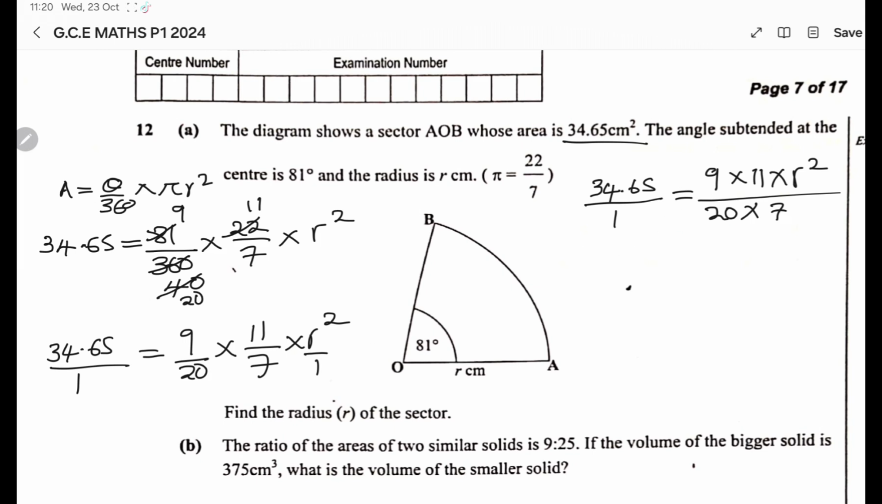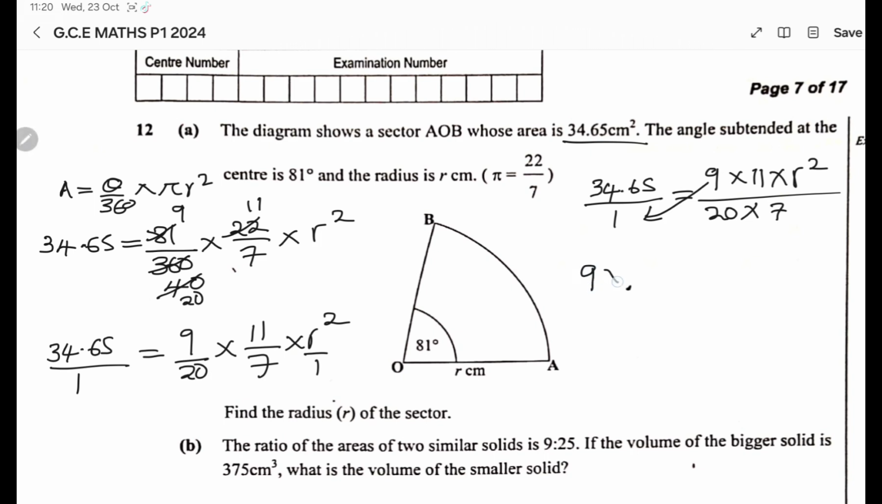At this point we can cross multiply, so this will multiply that, and don't multiply again. I know 20 by 7 is 140, but don't do any multiplication because it will be difficult for you to find the final answer. Since this is paper 1, you're not allowed to use a calculator.